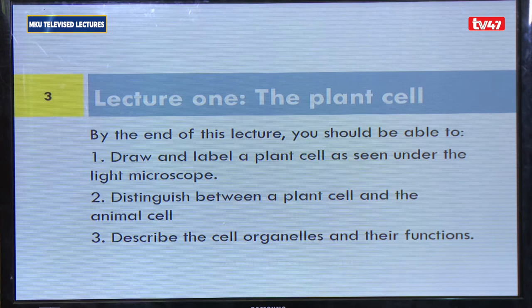So to start off with our first lesson, we have the plant cell. And here we shall look at the diagram of the plant cell. We shall look at the distinguishing features between the plant cell and the animal cell. And we shall also describe the key organelles that are found in the plant cell.